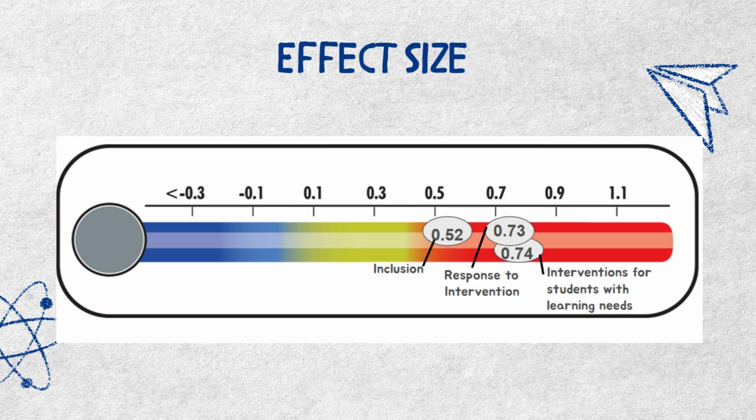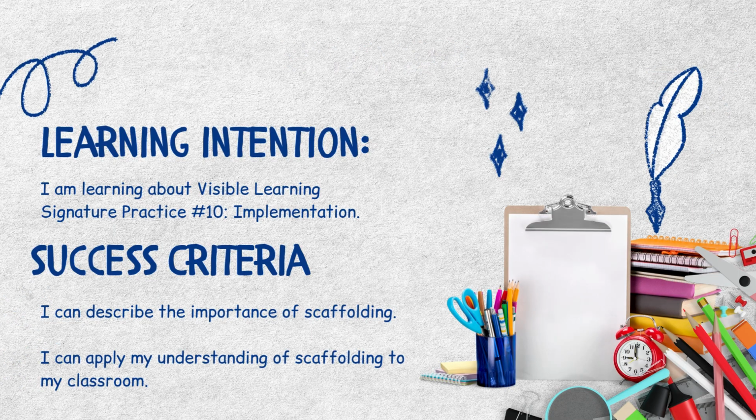When we implement Key Element 3, adaptation for the specific needs of learners, effectively, we are not just teaching, we're making a profound and measurable difference in every student's learning journey. So let's bring it back to our learning intention and success criteria. You are now more familiar with Visible Learning Signature Practice number 10, implementation, and you're ready to describe the importance of scaffolding and, most importantly, apply your understanding of scaffolding to your very own classroom.